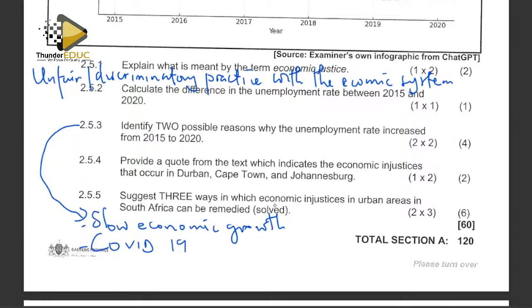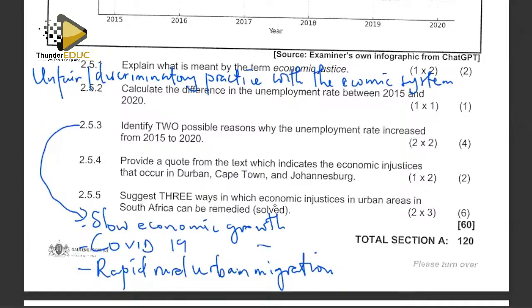And also, we can look at rapid rural urban migration. It's also another cause, because of the numbers of people moving to cities and towns. We also tend to find that the figures of unemployment in the urban areas will increase.